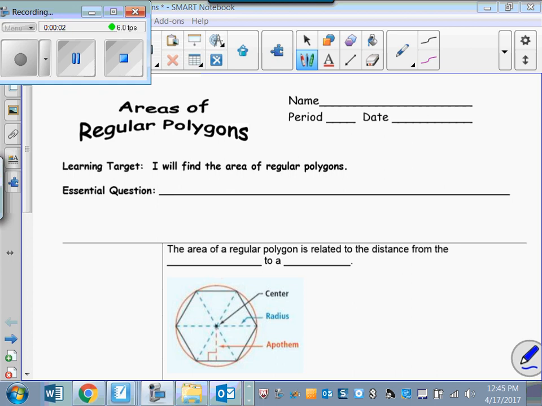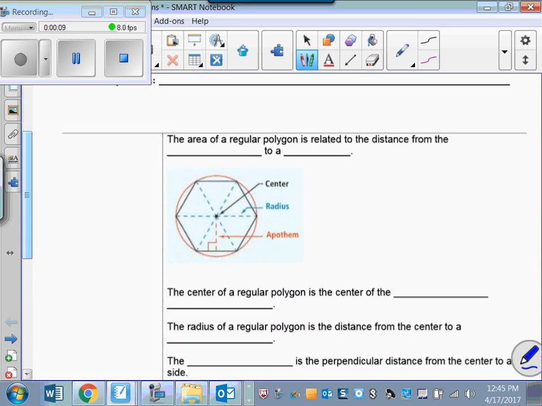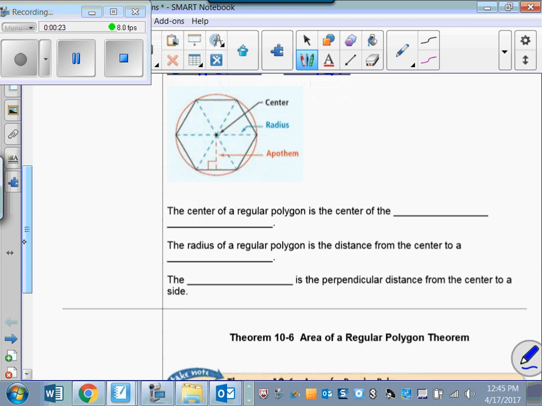Today's lesson is on finding the area of regular polygons, and the first thing we need to know is that the area of a regular polygon is related to the distance from the center of that polygon to a vertex. And you remember a vertex is the point where any two adjacent sides come together. So all these are vertices. Each one is a vertex.